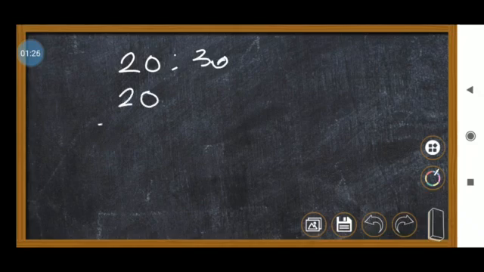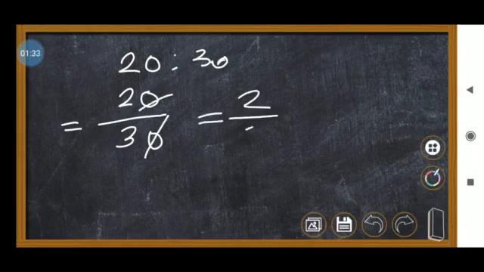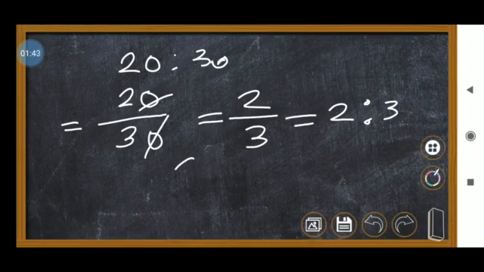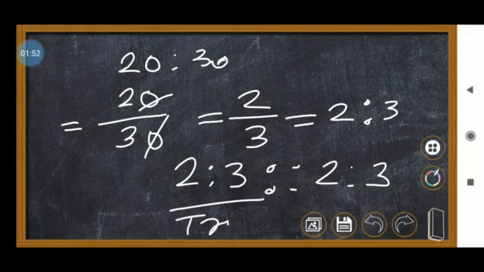Second case I will take 20 is to 30. 20 is to 30 means 20 divided by 30. The 0s cancel, so that means 2 divided by 3, which can be written as 2 is to 3. The first case we found 2 is to 3, and the second case also 2 is to 3. So both are proportional with each other, and we write this is true.